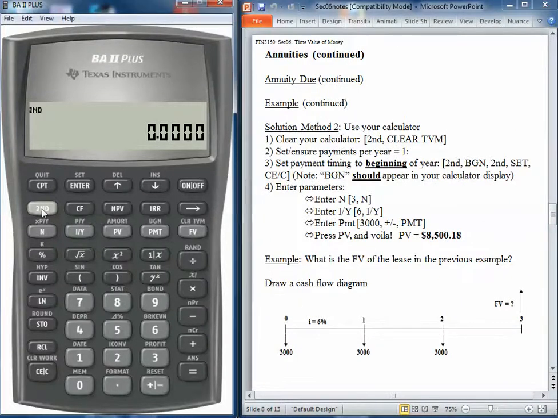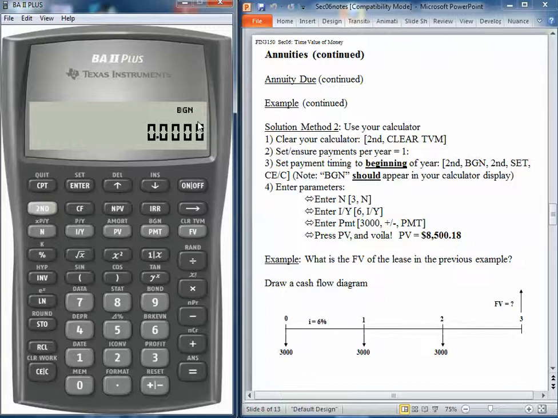So we want to, once again, clear time value of money. Ensure that payments per year are set at 1, which they are. And now we need to change our calculator from an ordinary annuity to an annuity due. We do this by hitting second payment, or BGN, and then we hit second set, and that puts that BGN there on the face of our calculator. We would quit, and quitting just means that you're going to exit that function, but we can see that the BGN is still there on the face of the calculator.